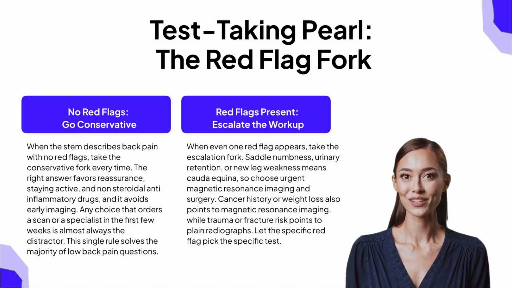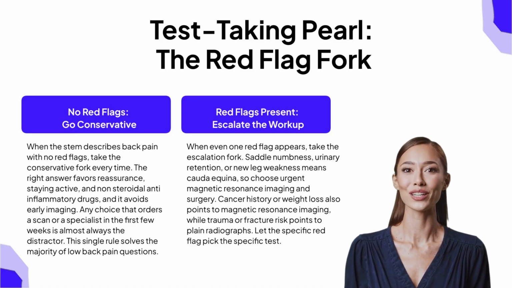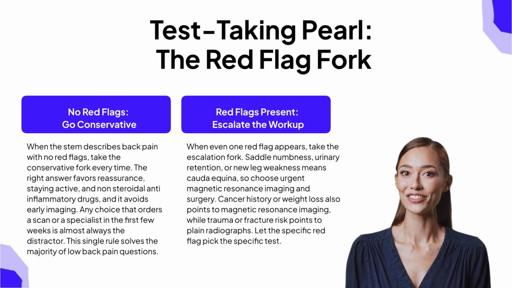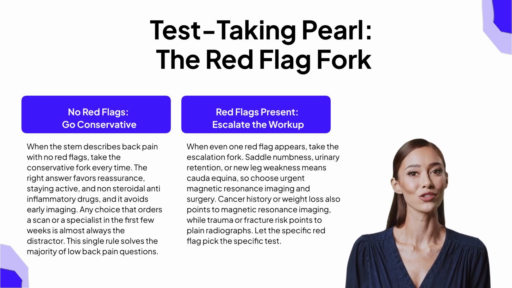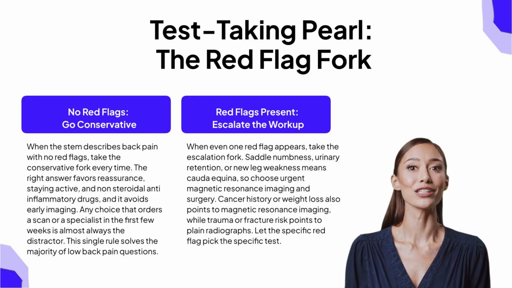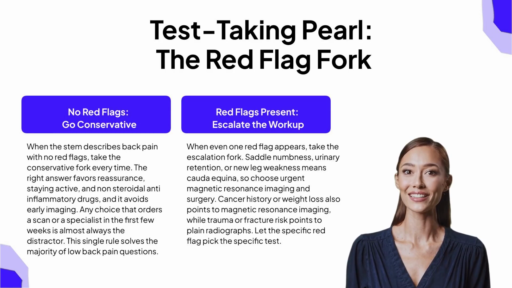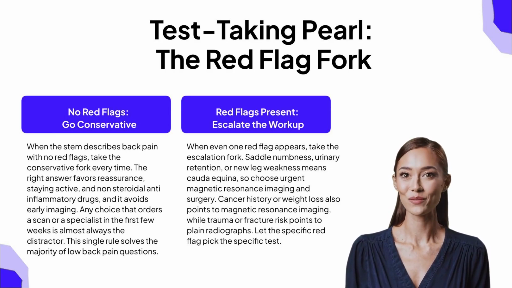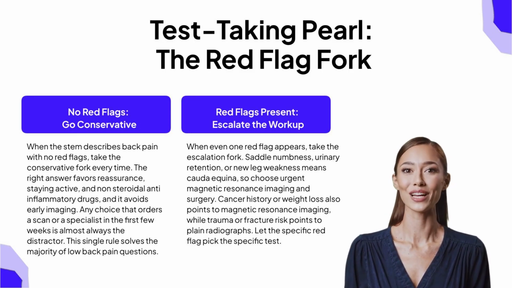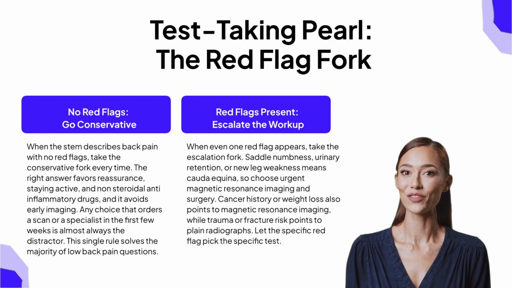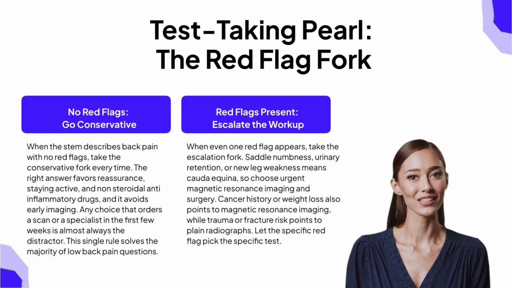When even one red flag appears, take the escalation fork and let the specific red flag pick the specific test. Saddle numbness, urinary retention, or new leg weakness means Cauda Equina, so choose urgent magnetic resonance imaging and surgery. A cancer history or weight loss also points to magnetic resonance imaging, while trauma or fracture risk points to plain radiographs. Master this one fork, and you will solve the large majority of low back pain questions quickly and correctly.